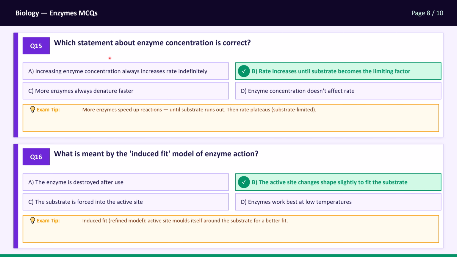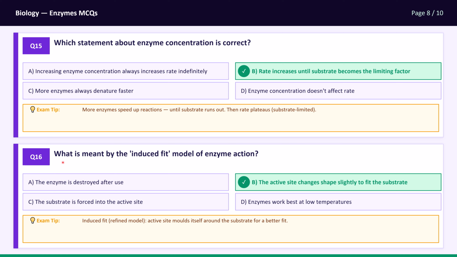Question 15. Which statement about enzyme concentration is correct? Option A, increasing enzyme concentration always increases rate indefinitely. Option B, rate increases until substrate becomes the limiting factor. Option C, more enzymes always denature faster. Option D, enzyme concentration does not affect rate. So the correct option is option B, rate increases until substrate becomes the limiting factor. Exam tip: more enzymes speed up the reaction until substrate runs out. The rate is then substrate limited.